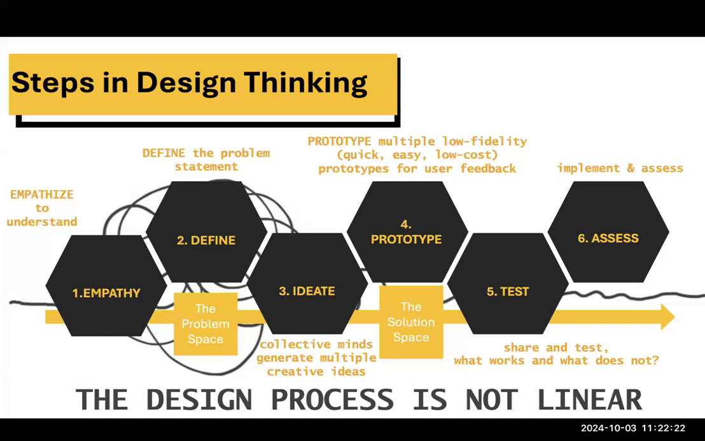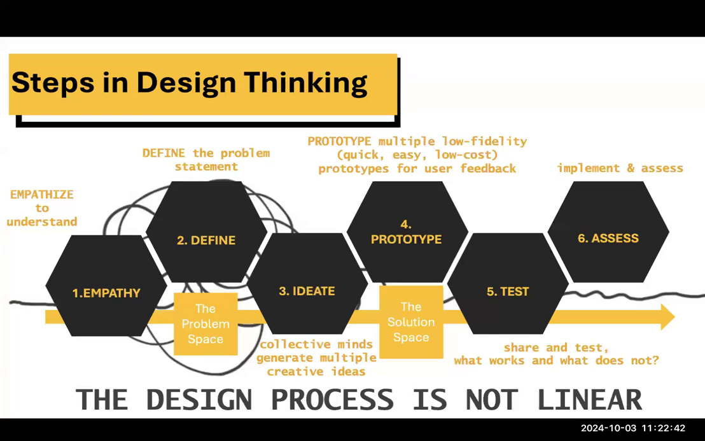The fourth step is the prototyping, and that's where we develop multiple low fidelity prototypes, so they're easily made, easily changed. They could just be made out of cardboard or paper. They're quick, they're easy, they're low cost, multiple. It could be just one or two, or it could be many. We develop some low fidelity prototypes that we then use to get user feedback, and that's step 5.